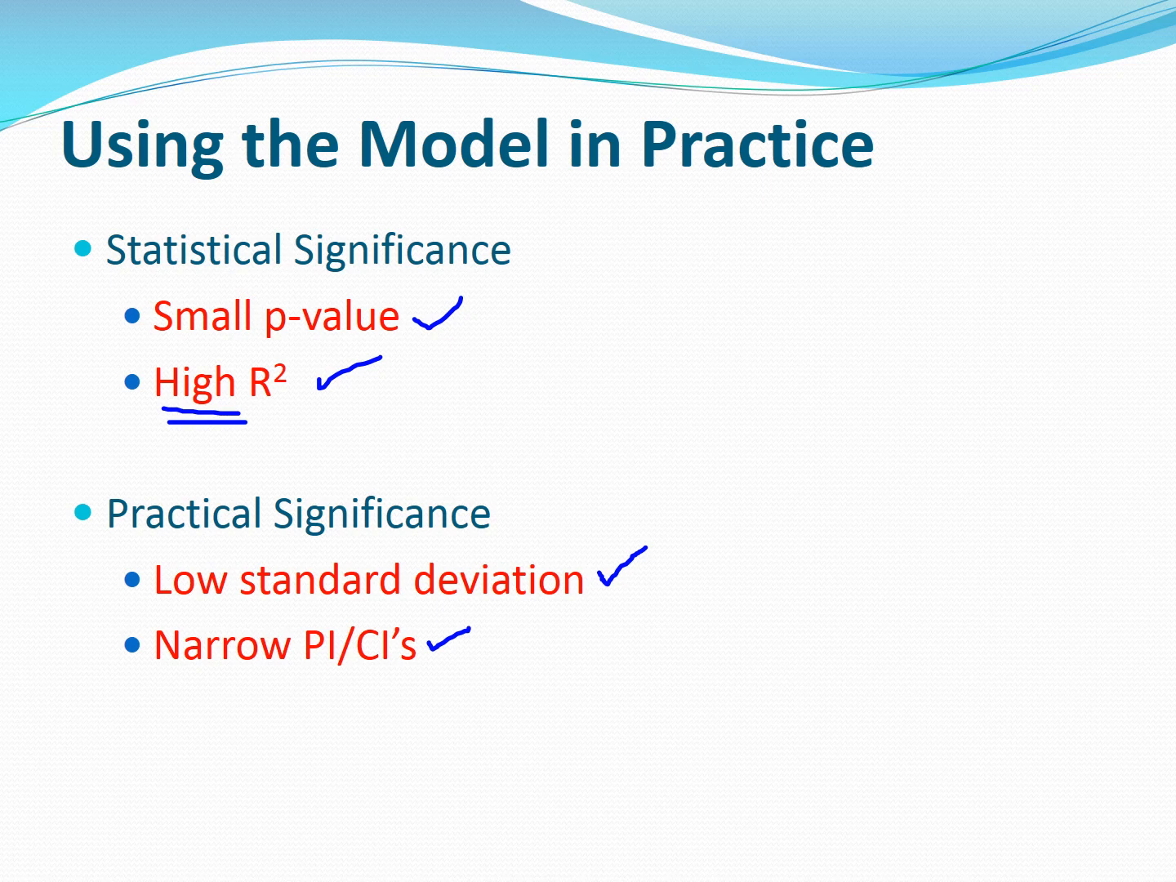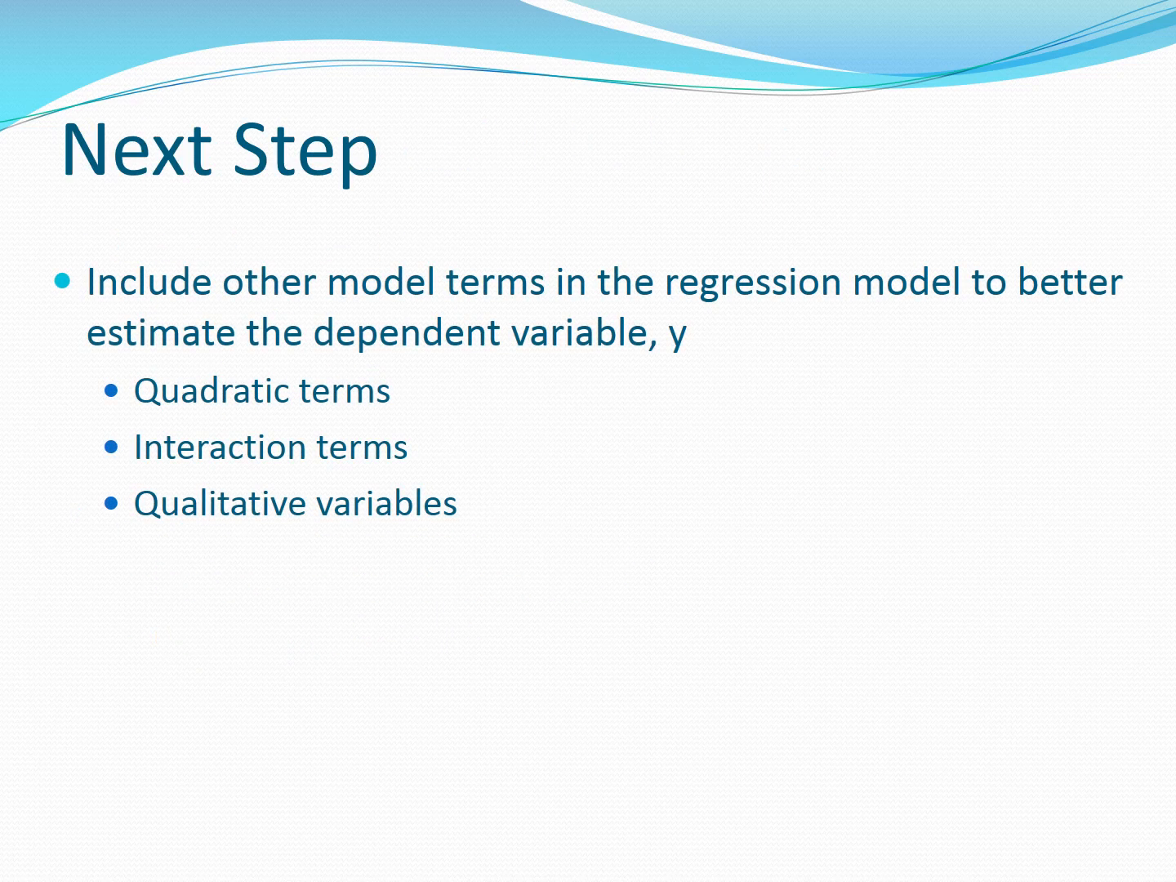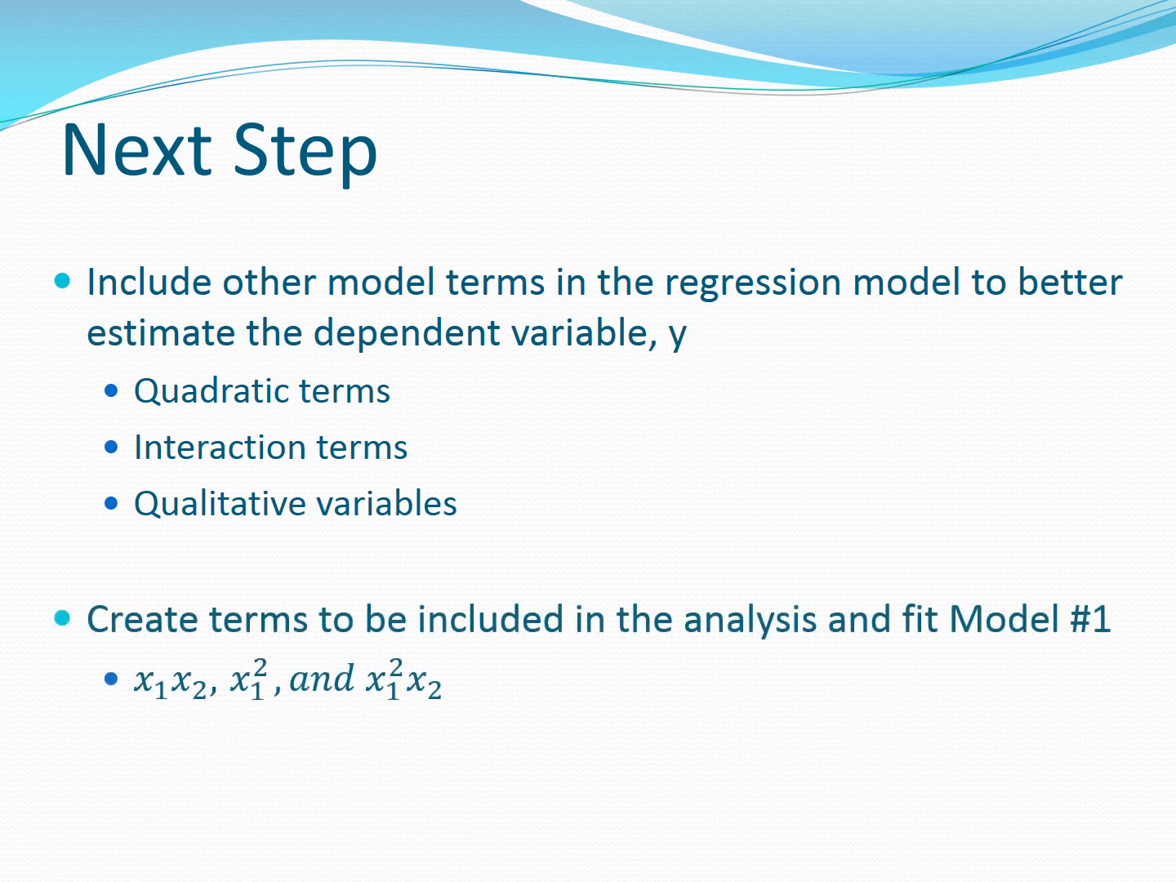So that's how we check it in practice. All right, let me end with this. Our next step, we're going to include other model terms in the regression model to better estimate Y. We're getting there, folks. We've looked at simple linear regression. We've now added multiple regression and said, hey, let's stretch a little bit. We've got some more stretching to do. Quadratic terms, I've talked about them. Maybe it's not a linear relationship. Maybe it's curvilinear. We saw some diamond prices earlier that just definitely look like some curves.